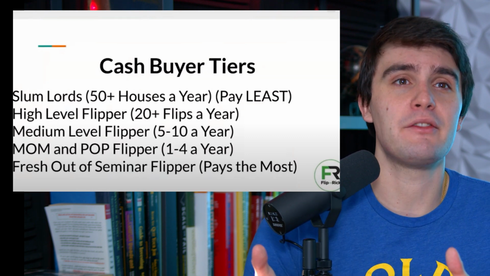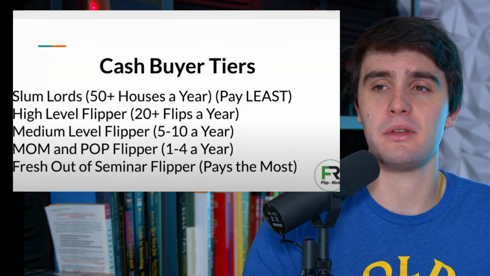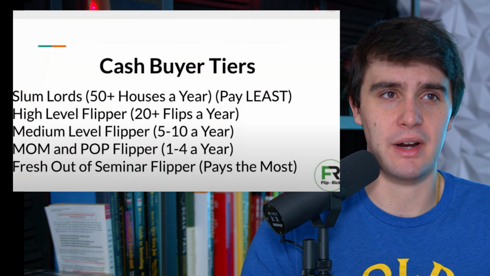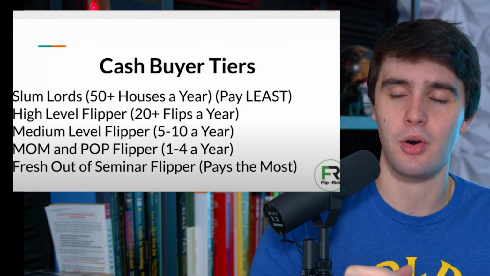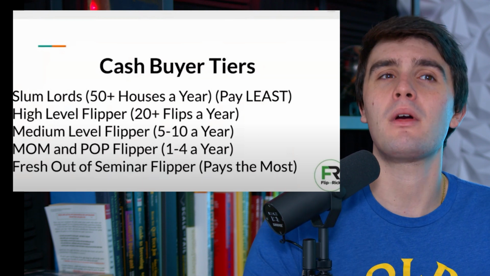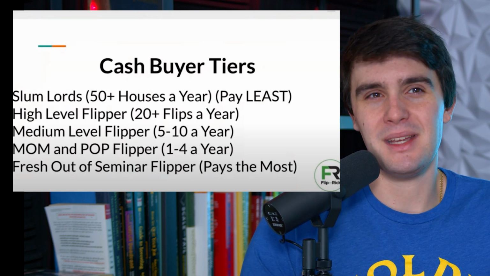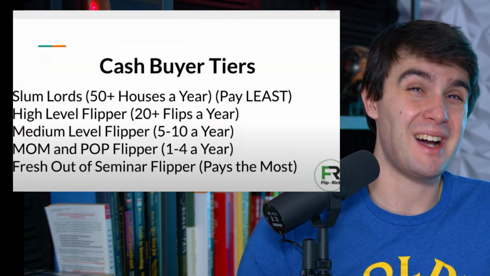Now, we got the next part here, which is who we call the high-level flippers. And who are high-level flippers? High-level flippers are people that are doing over 20 flips a year. They're pretty good. One thing I can tell you straight up with high-level flippers, quote unquote, is they want a little more than the slumlords, but they want a good discount. We got that next to the medium level flipper. These are people buying 5 to 10 deals a year.